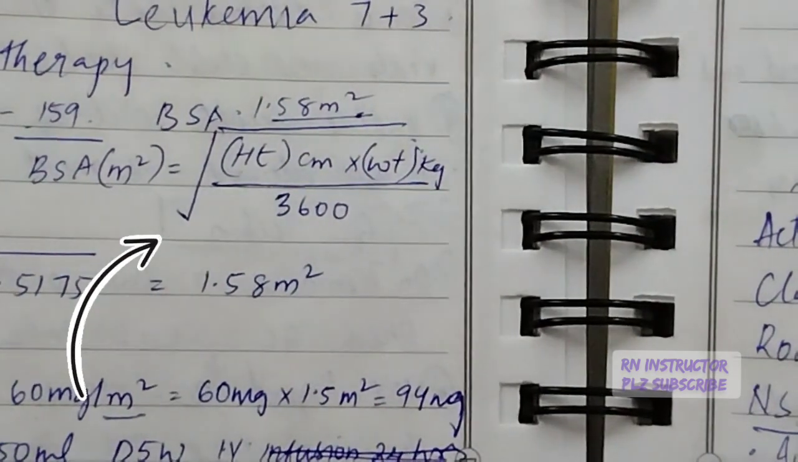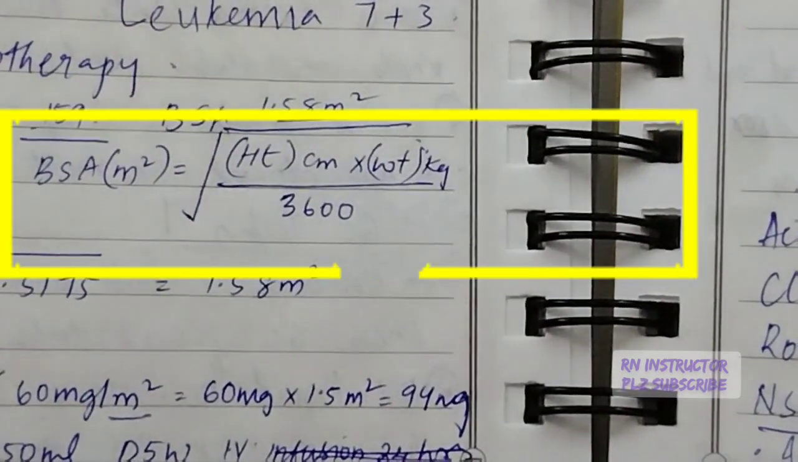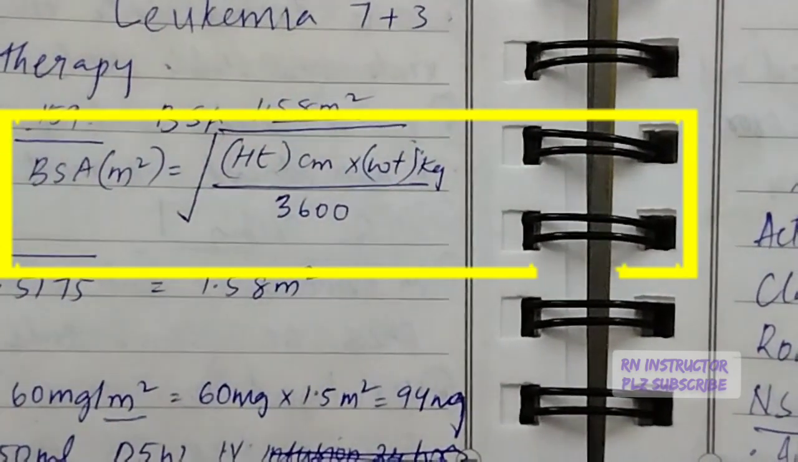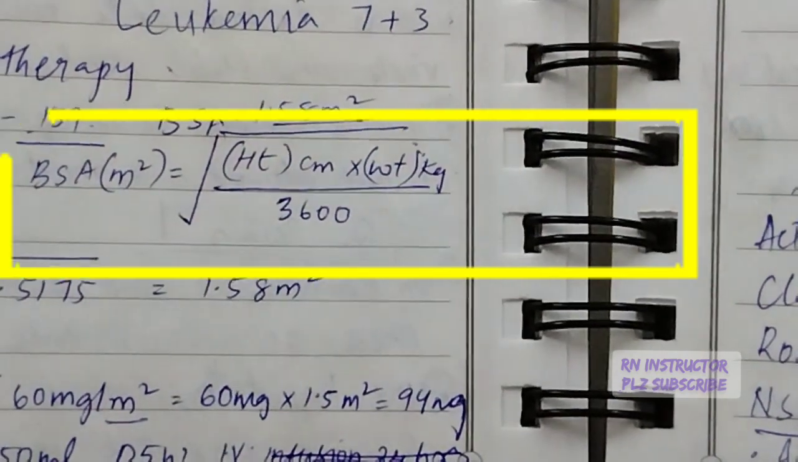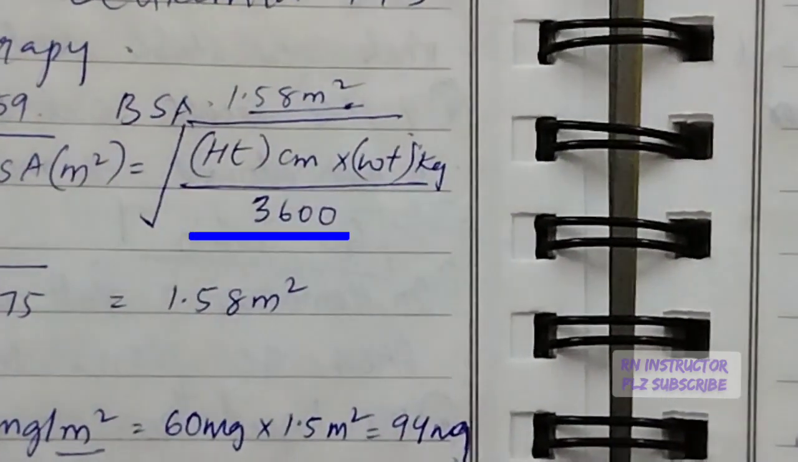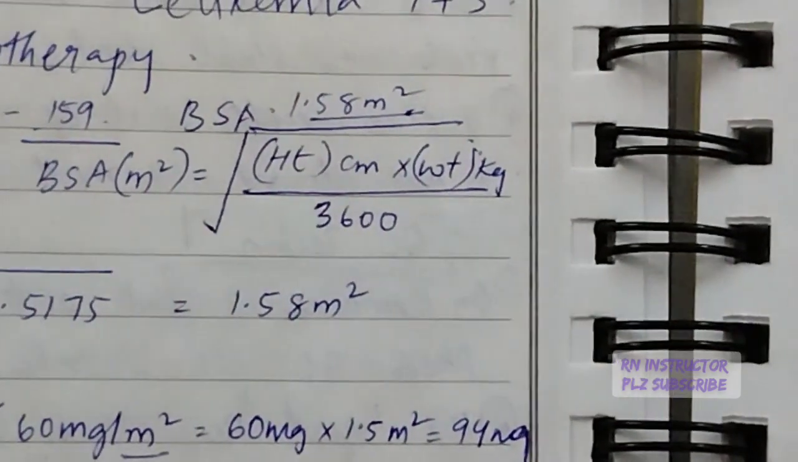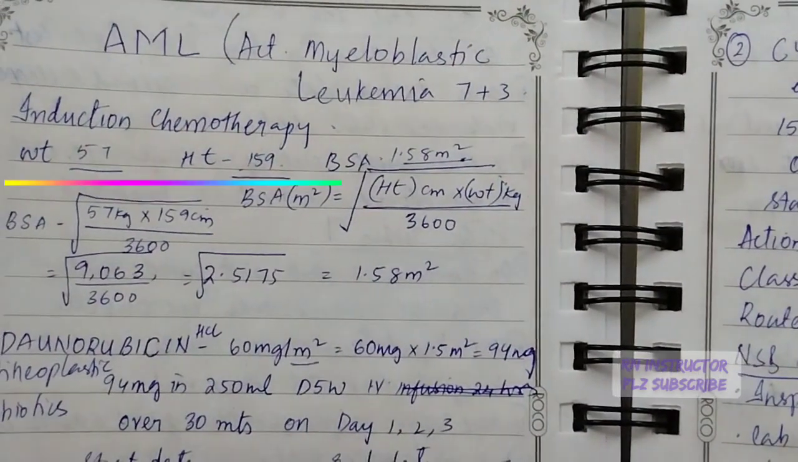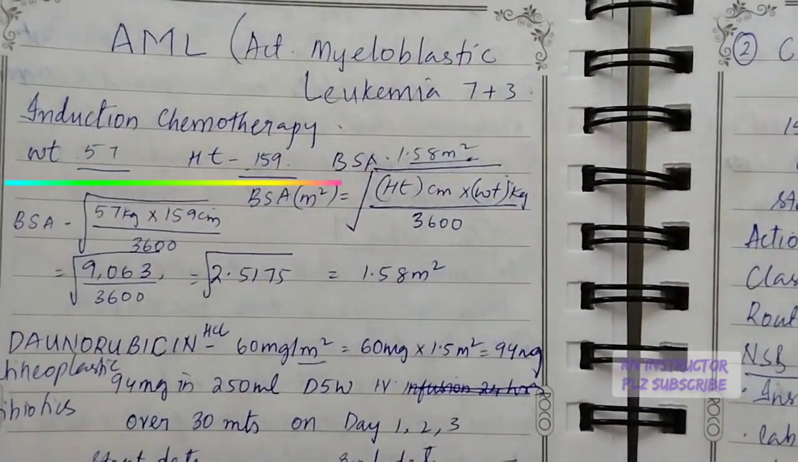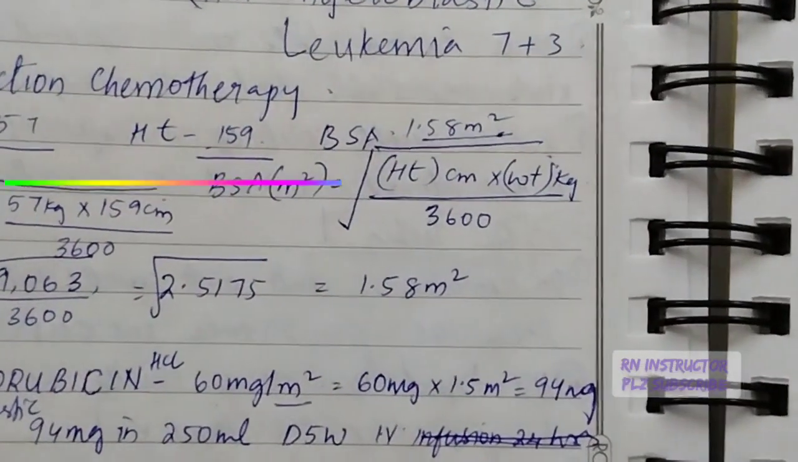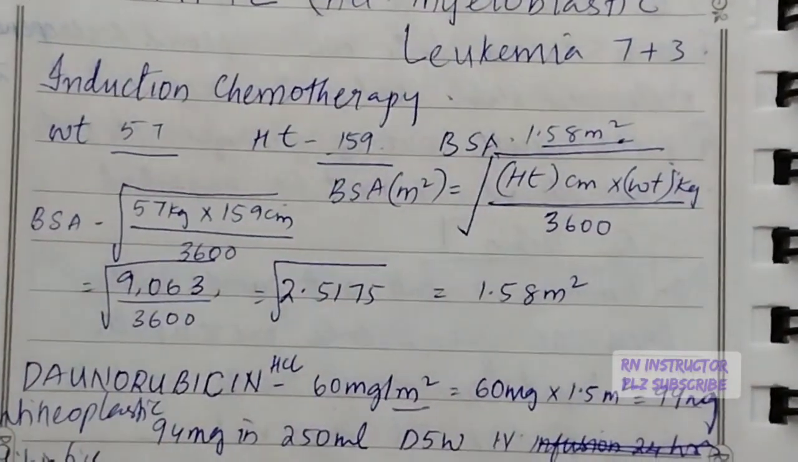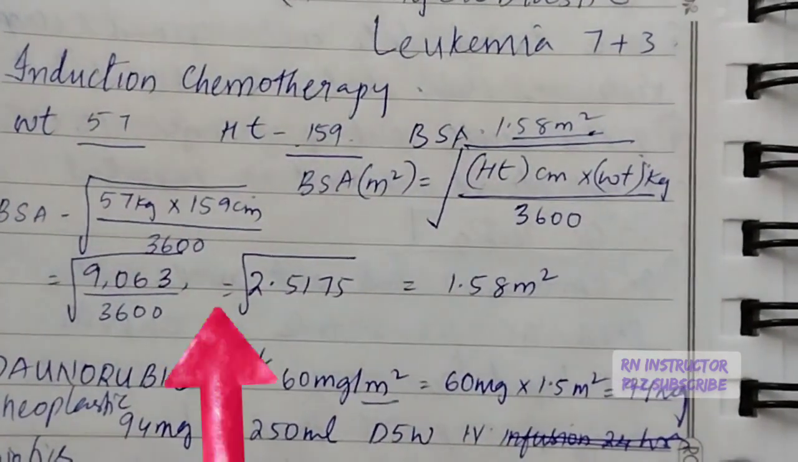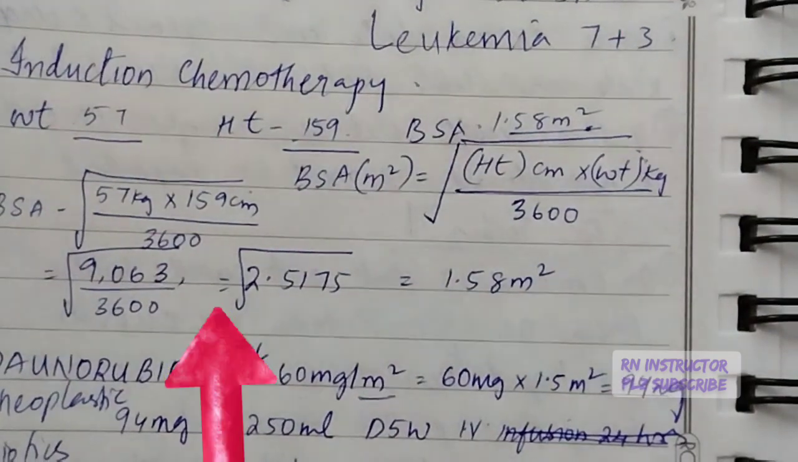The formula you require for the BSA is the square root of height in centimeters multiplied by the weight in kg, to be divided by 3600. This 3600 is a constant number. It is always there. So here, for example, if your patient has a weight of 57 kg and a height of 159 centimeters, how are you going to apply the formula? 57 kg to be multiplied with 159 centimeters, whole divided by 3600.